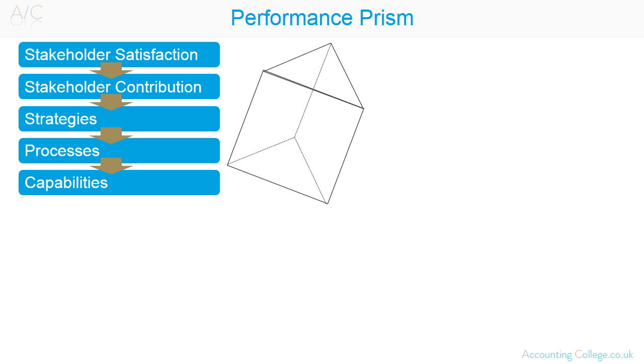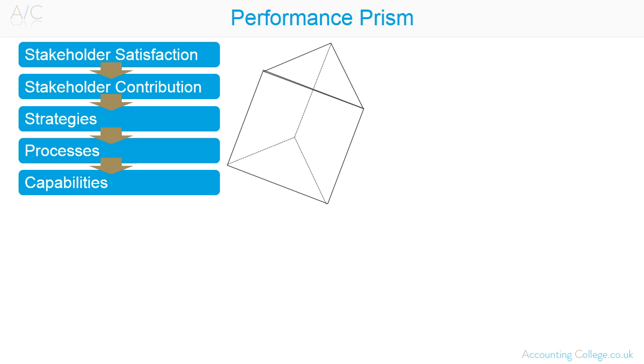Performance Prism is a performance hierarchy management framework used to manage the needs of all key stakeholders of an organization. Neely and Adams use a representation of white light shone into a prism and how it is refracted to show the complexity of performance management.